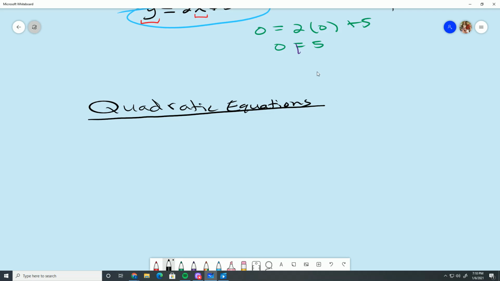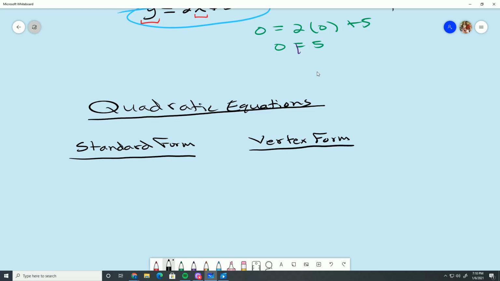There are two key forms that we deal with. We have standard form and we have vertex form. So just like earlier, I showed you two forms for the linear equation. We've got two different forms that we're going to work with for quadratic equations.